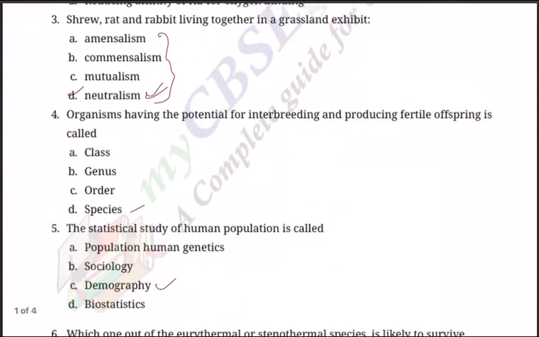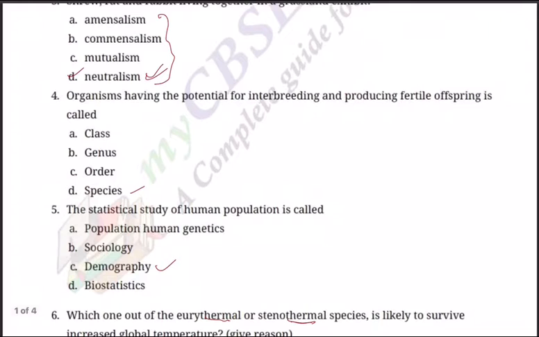Question 4. Organisms having the potential for interbreeding and producing fertile offspring is called class, genus, order, or species. Of course, again answer D. It has to be species, because of interbreeding. Question 5. The statistical study of human population is called population genetics? There is no genetics here. Sociology, that's different. Demography, yes, this should be the answer, because you also studied it in social studies. Demographic studies means population studies. And D is biostatistics. That's different. Hence the answer has to be C.